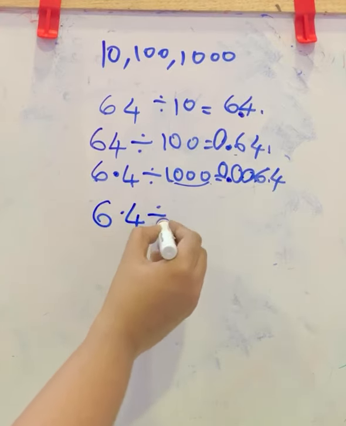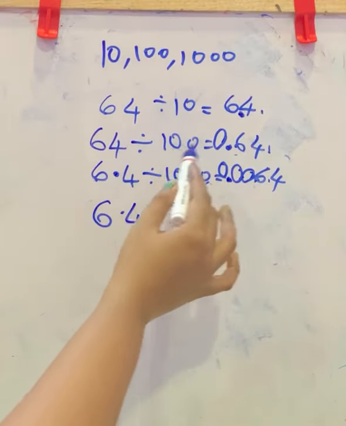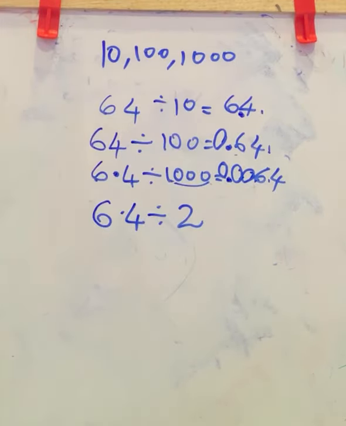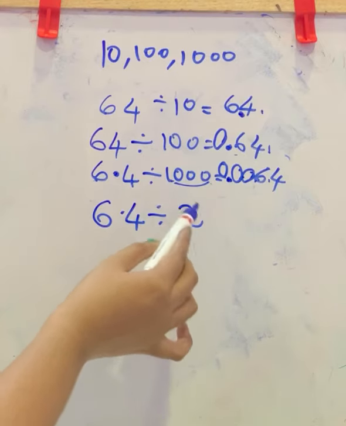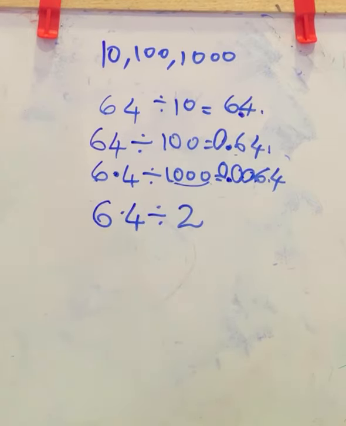Now let us check what is 6.4 division 2. This was easy to do, that is division by 10, 100 and 1000. But this is 6.4 division 2. This is a whole number. Now check, what will you do?